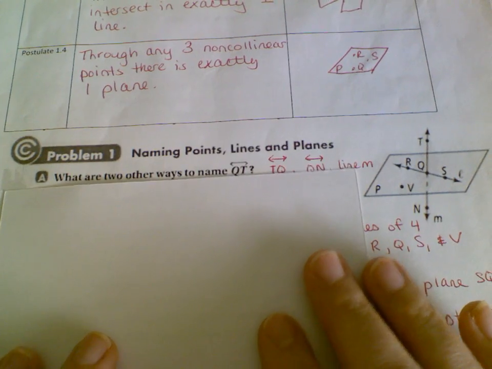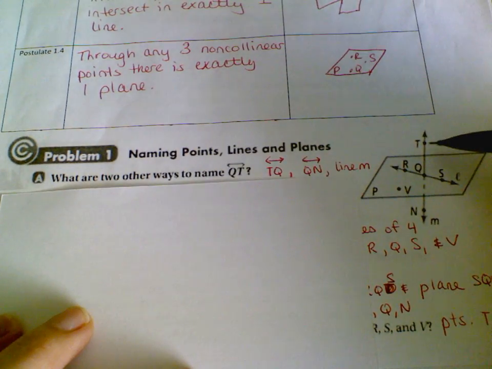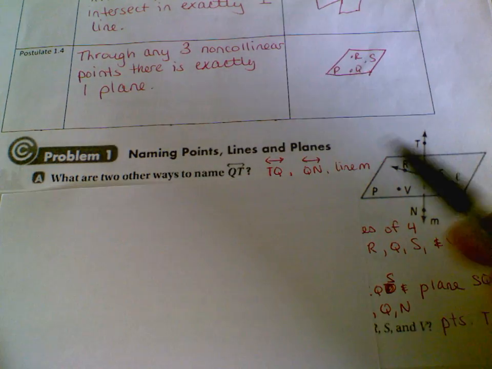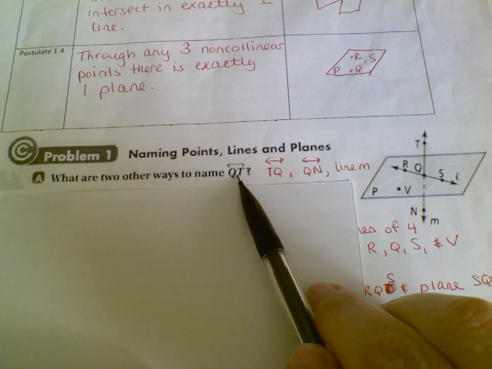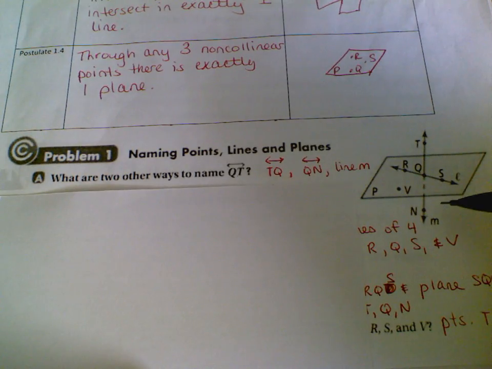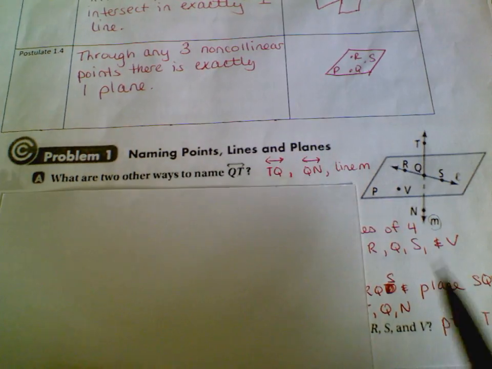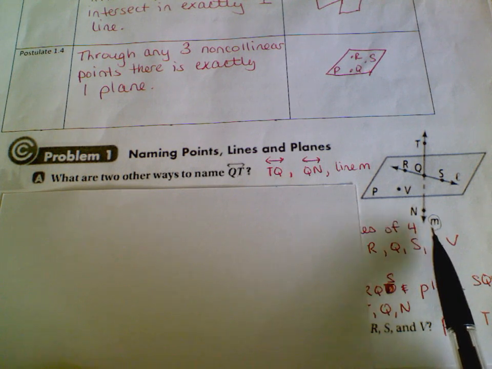On this first one, what are two other ways to name line QT? Well, first I locate, here's line QT. You can name a line using any two points, and you can also reverse them. So another way to name it would just be saying line TQ, just reversing that order. Another two sets of points would be line QN or line NT. Those are all the same. The last way is just using the lowercase single letter. So I could just say line M.